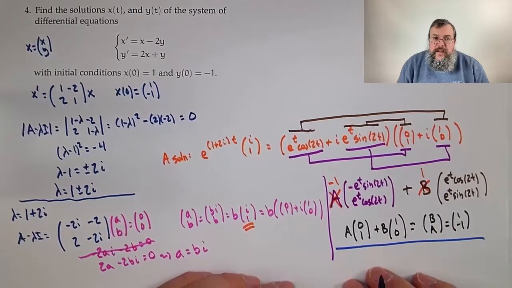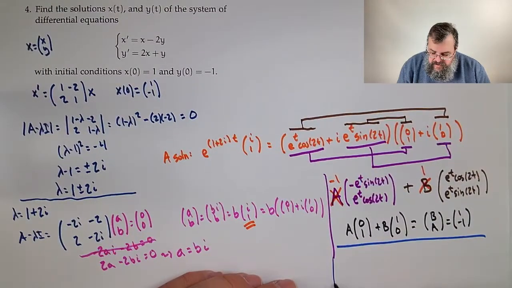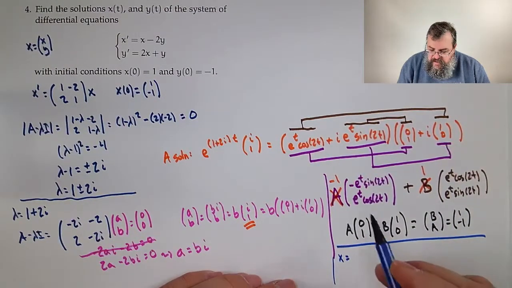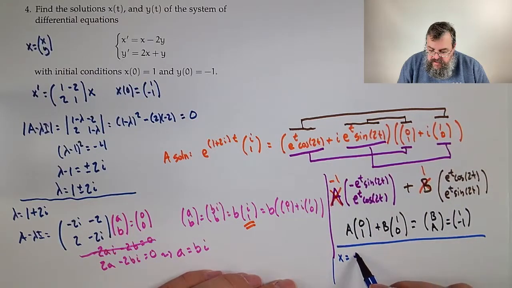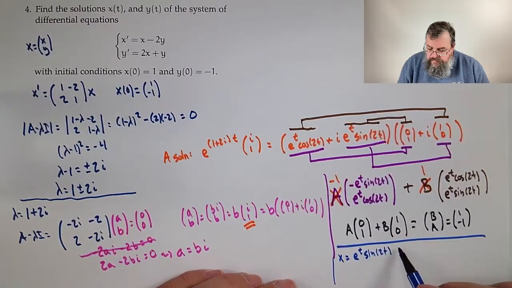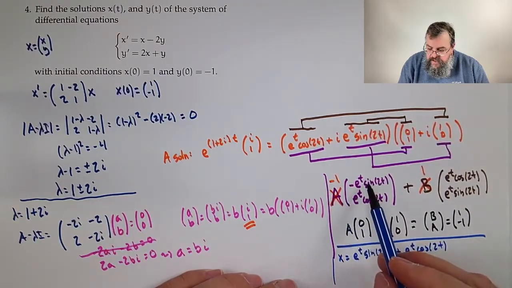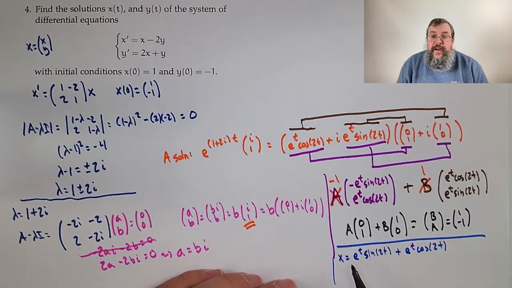So we can do that. Give ourselves a little bit of space here. So we see that x, we read off the top entry, minus minus makes e to the t sine of 2t, and then plus e to the t cosine 2t. Okay, right? Minus minus plus 1 times, all right?